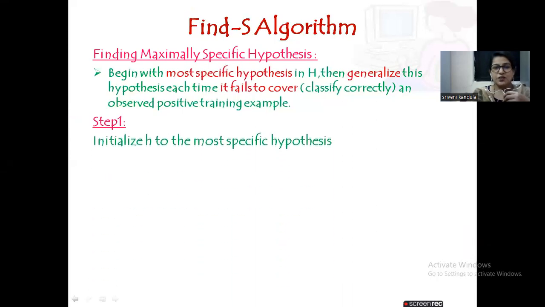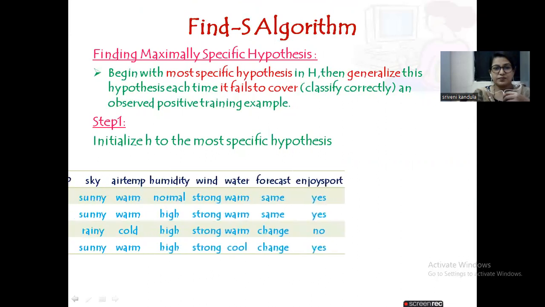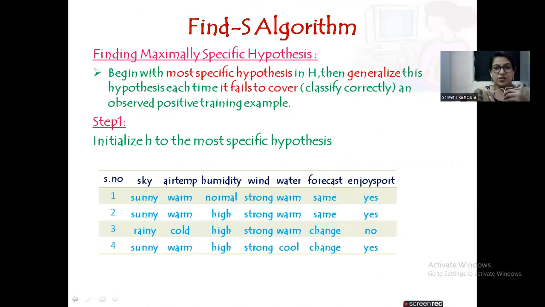So we will initialize the hypothesis H to the most specific hypothesis. That means the most specific value is a 5. Let us do this for this example. The data set is the Enjoy Sport data set.